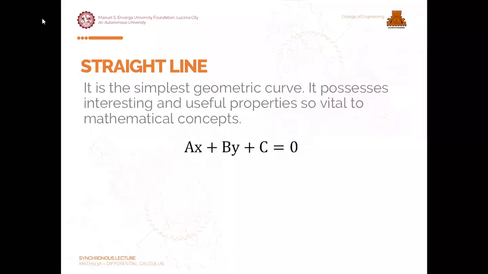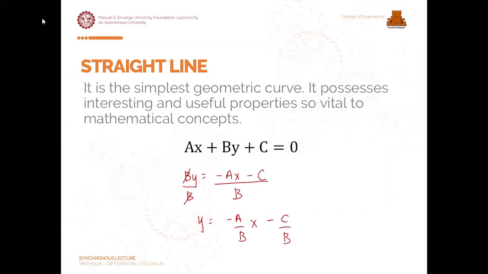So pag kinuha natin, so let's try i-transpose natin to the other side yung lahat ng hindi kasama ni y. So by is equals to negative ax minus c, and divide natin both side by b. So we have y is equals to negative a over b, x minus c over b. Okay? So ito yung nakuha natin.